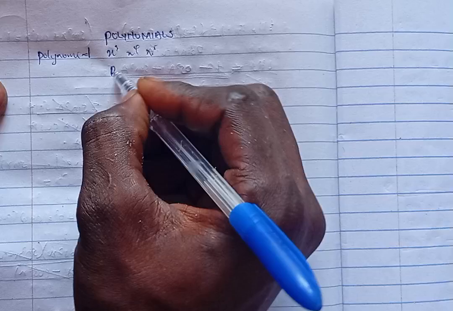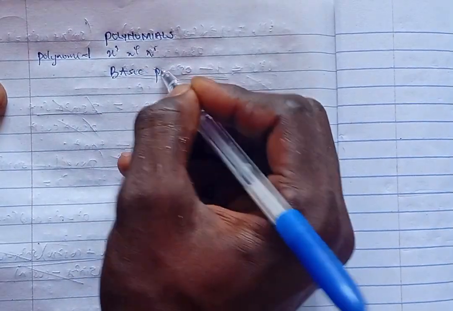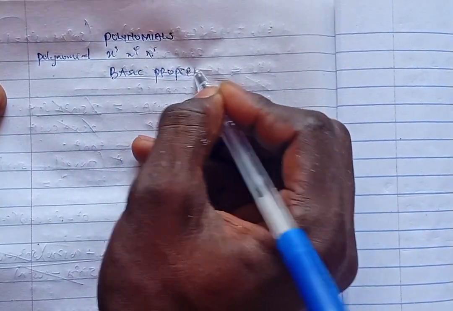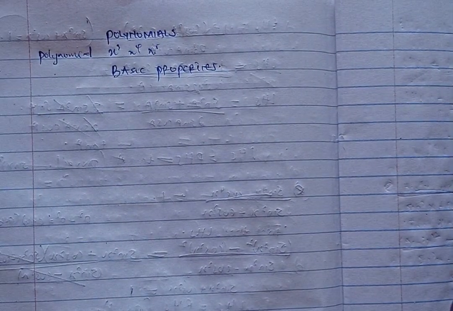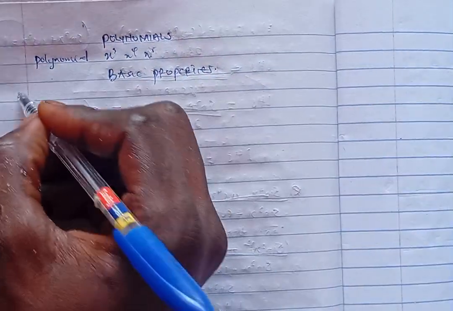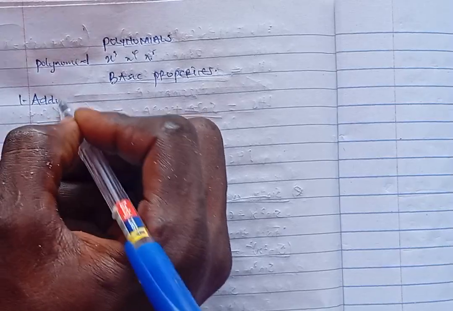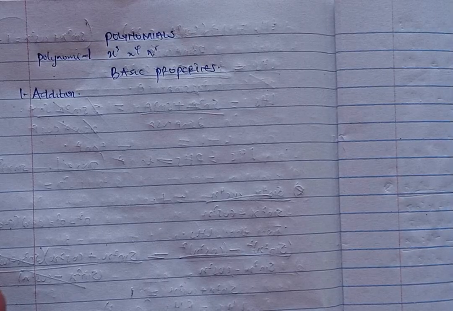Now let's check the basic properties of polynomials. Okay, the basic properties, let's now check the addition one. For addition, it's just how we always add our numbers, like let's say 2 plus 3, 2x plus 5x, 2y plus 5y and something like that.